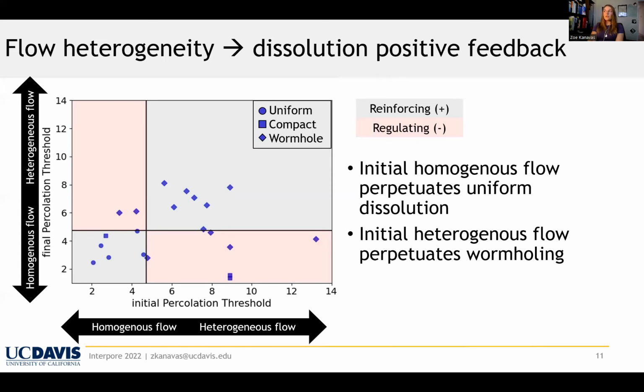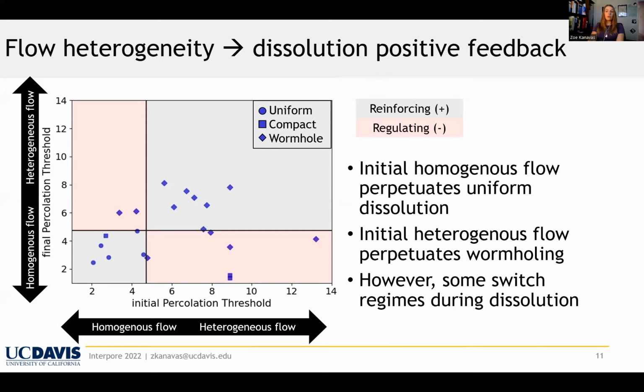However, in contrast, we also have regulating behaviors where we will start with either homogeneous or heterogeneous flow and end up with the other. So we see that some of the structures switch regimes during dissolution, and we suspect a distinct structural shift is happening during the dissolution, though we are unsure of what that is, and we will evaluate that in further work.